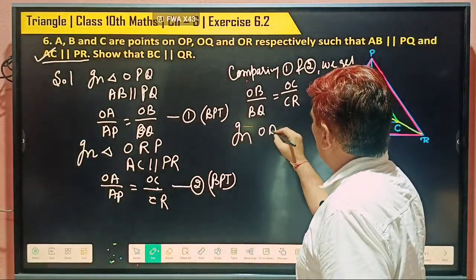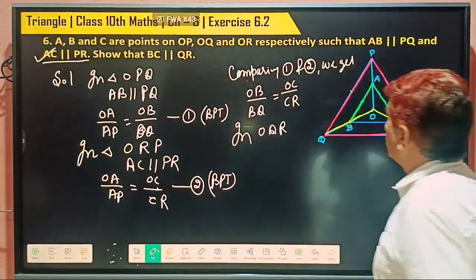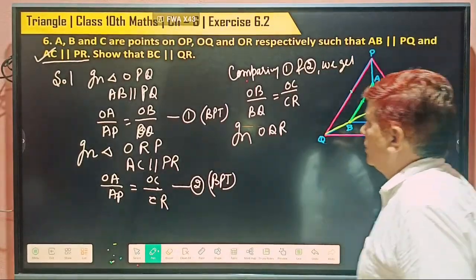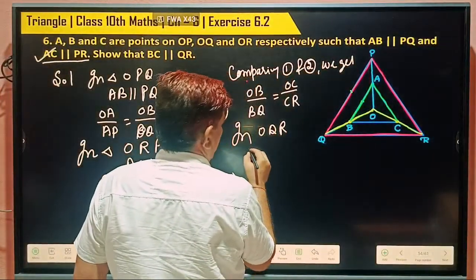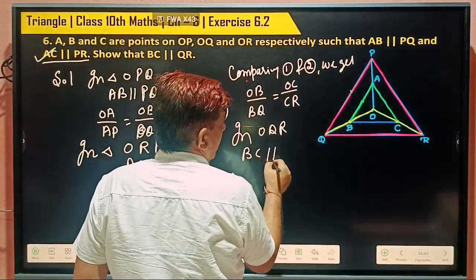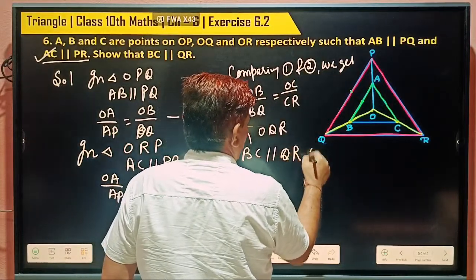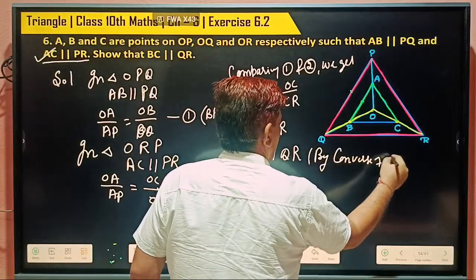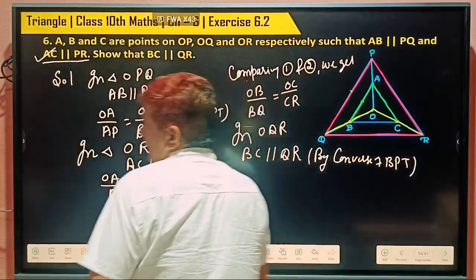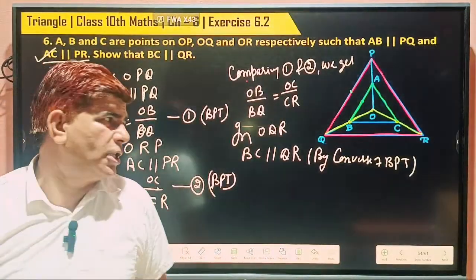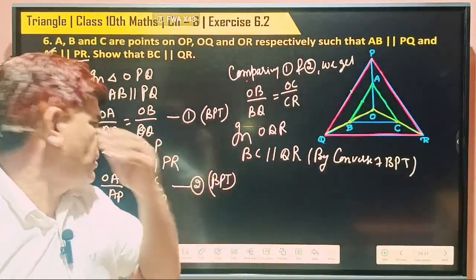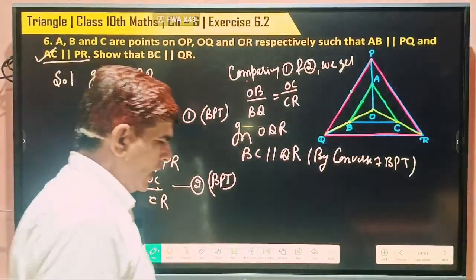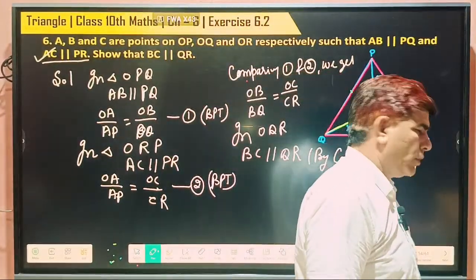OQR. Side ratios are the same: OB by BQ equals OC by CR. So BC is parallel to QR, by the converse of BPT. I already told you in this exercise, use both of these theorems. Understood? With the help of these two theorems, you have to find the remaining answers.